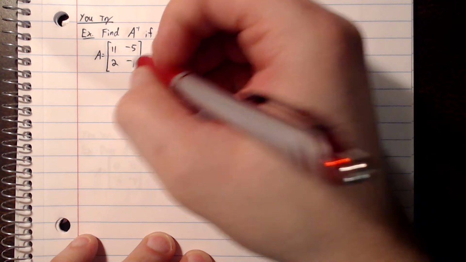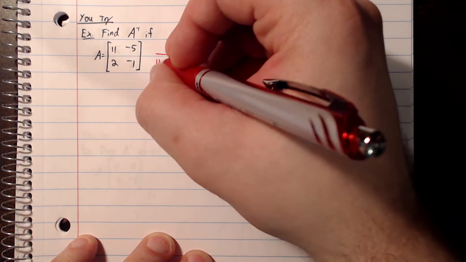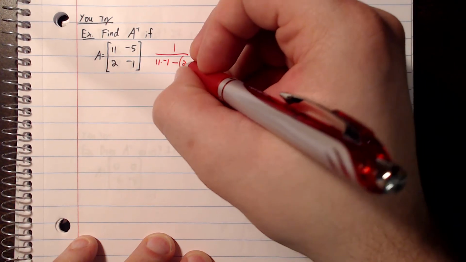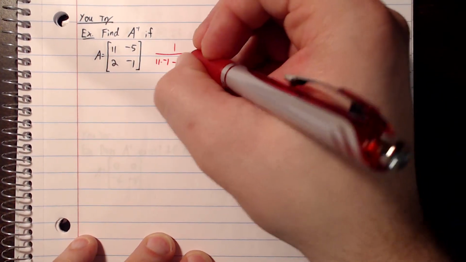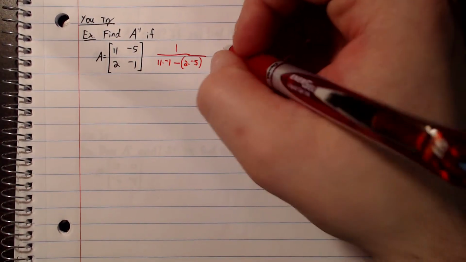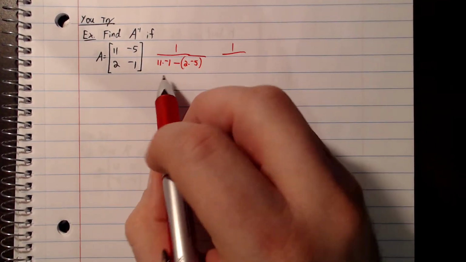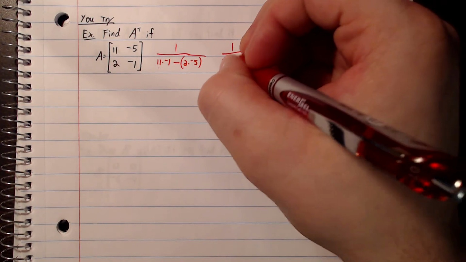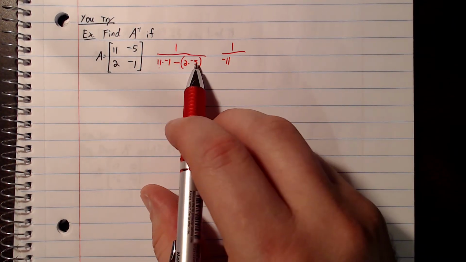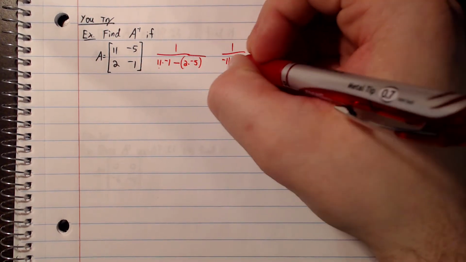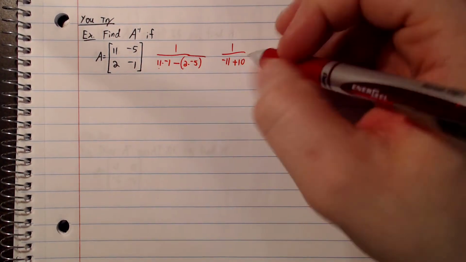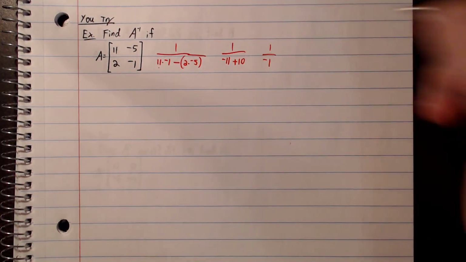We're doing 11 times negative 1 minus 2 times negative 5. Now this is where I said sometimes that minus gets lost. Alright, this is going to give us 1 over, let's see, negative 11. This becomes negative 10 times negative 1 is plus 10, which is really 1 over negative 1.